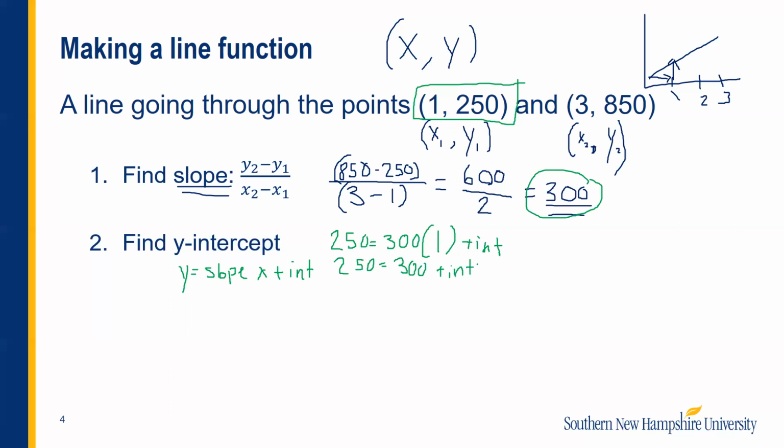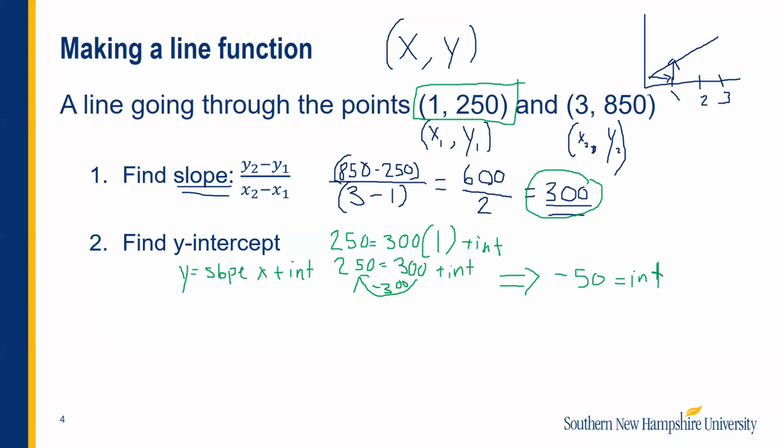Okay, well, now we have 250 equals 300 plus the intercept. So if I want to move the 300, I will subtract it. Minus 300, I have to do the opposite. It's being added, so I'm going to subtract. 250 minus 300 becomes a negative 50, which is our intercept. Because 300 minus 300 is 0, but 250 minus 300 is a negative 50. And so our intercept we just found is a negative 50.